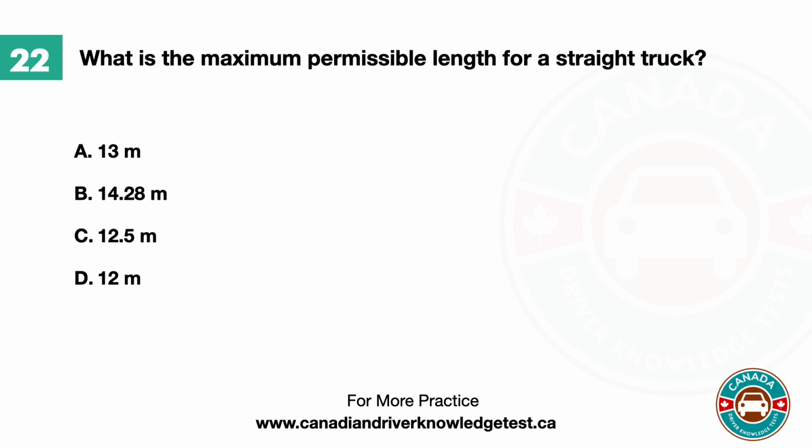Question 22. What is the maximum permissible length for a straight truck? A. 13 m, B. 14.28 m, C. 12.5 m, D. 12 m. The answer is C. 12.5 m.